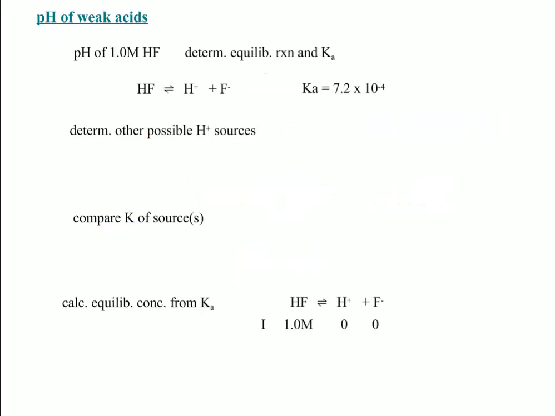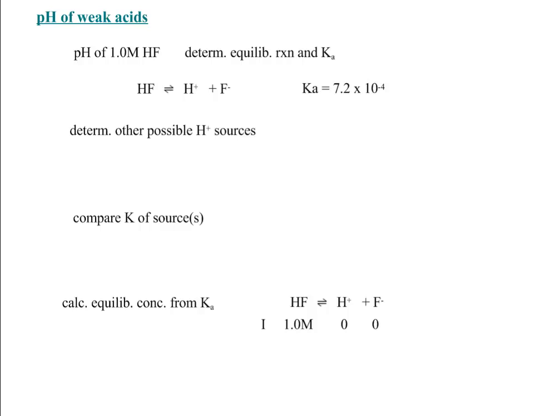Let's take a look at pH of weak acids. Weak acids are ones that don't ionize 100%. So we're going to have some of the molecule present in the solution, as well as some of the hydrogen ions and some of the anions. Hydrogen fluoride is the one we're going to start with. Hydrogen fluoride has a Ka of 7.2 times 10 to the negative 4. So what we're trying to find out is the pH. What's the pH of a 1 molar solution? Hydrogen fluoride is one source of hydrogen ions.